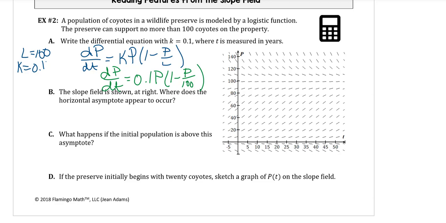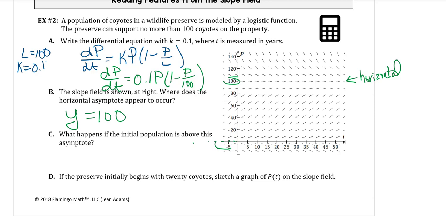Okay, the slope field is shown at right. Where do the horizontal asymptotes appear to occur? So right here at 100, you can see it. Those are pretty much horizontal. We can't really have negative time, and in real life coyotes were already present. So there really is only one in this real life situation, at y equals 100.